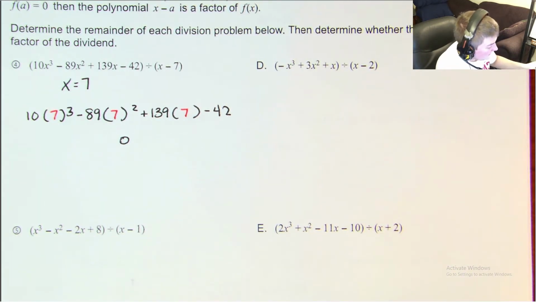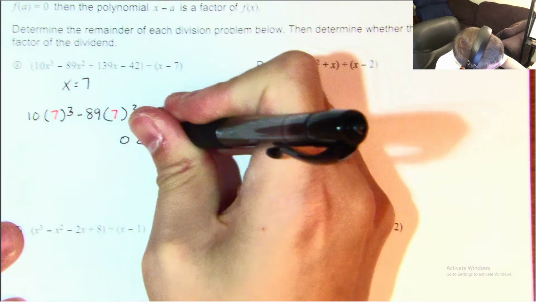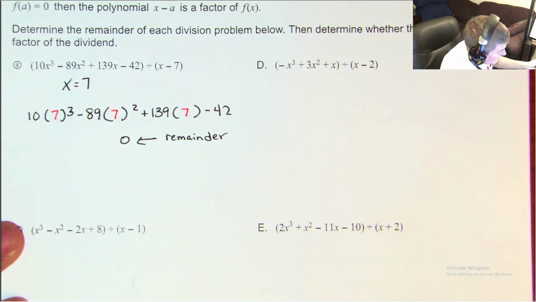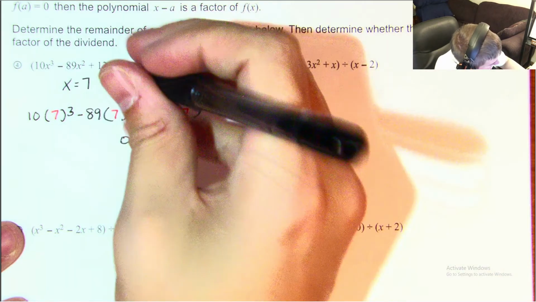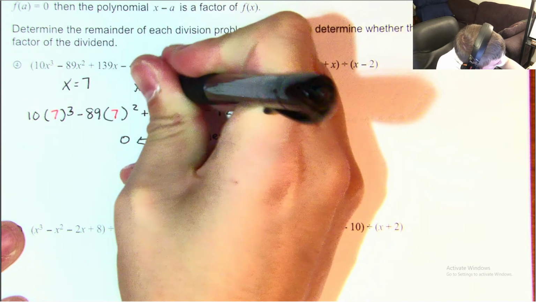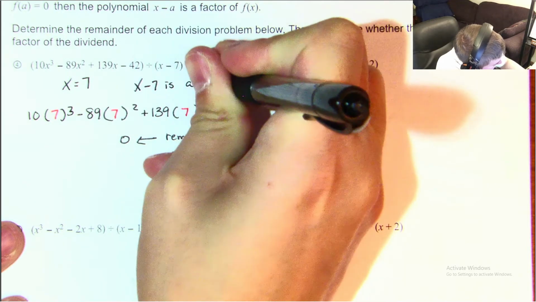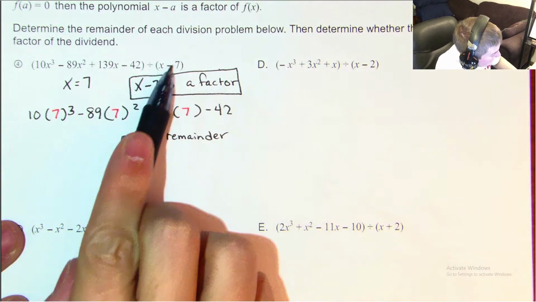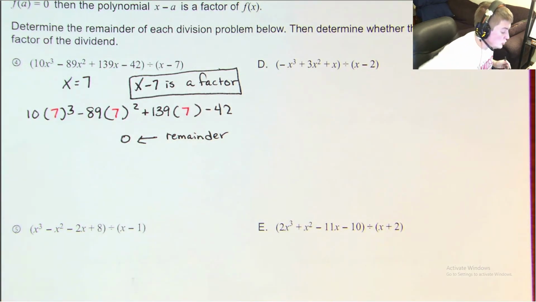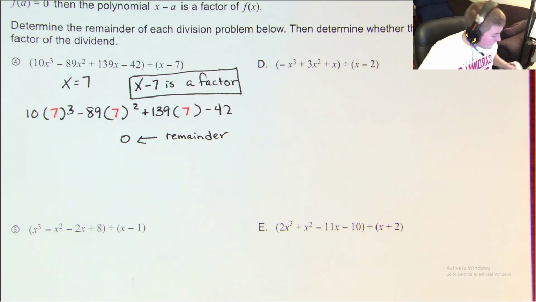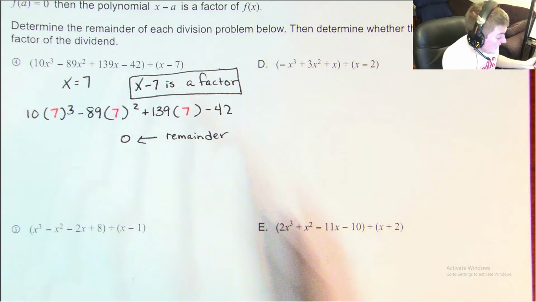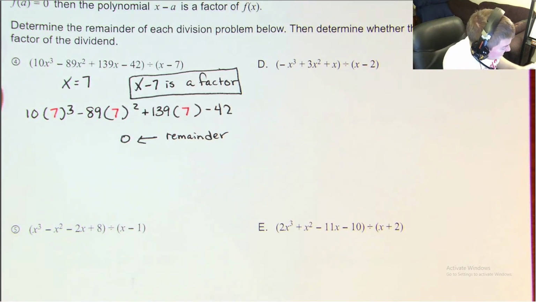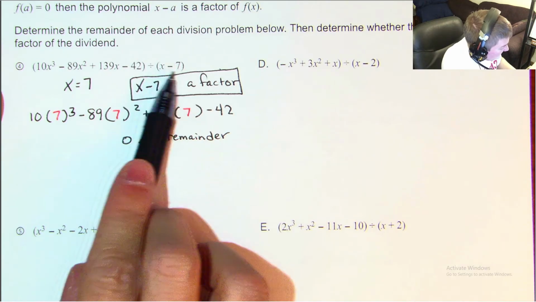What does that mean? That means my remainder is 0. Since my remainder is 0, x minus 7 is a factor. So you can take the value that would make this 0, plug it in, and if the result is 0, it's going to be a factor. Let's actually show that exact same thing using long division. The value that would make this 0 is 7.